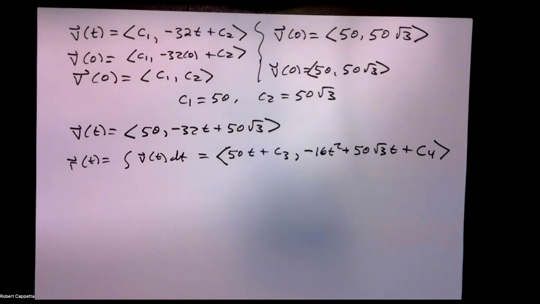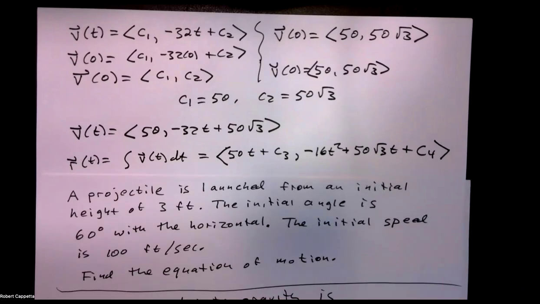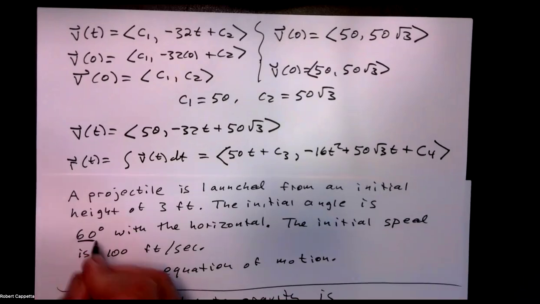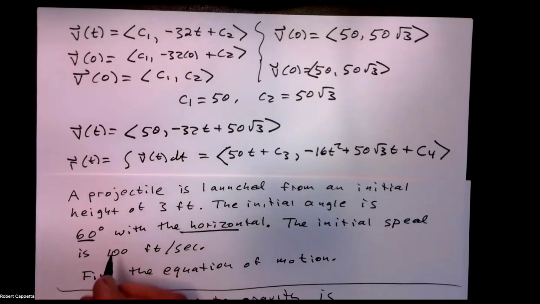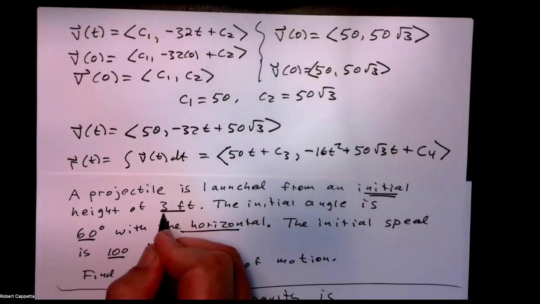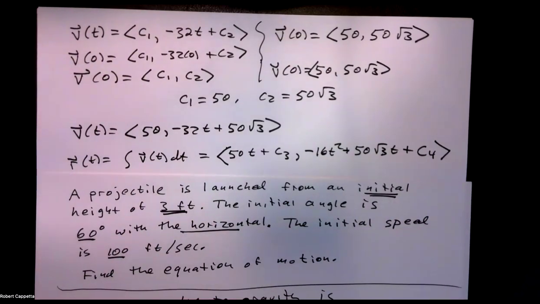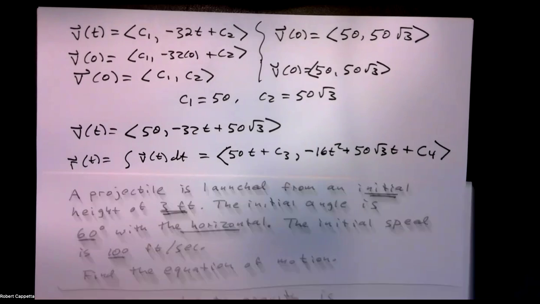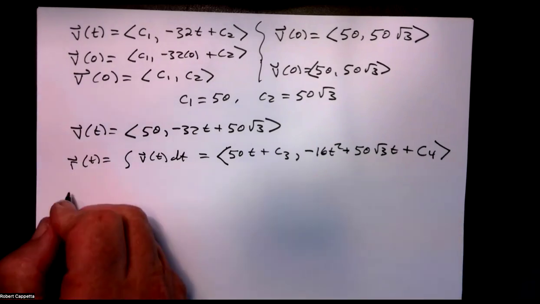Well, if we go back to the original, what did it say? It said the initial angle was 60 degrees with the horizontal. We use that. It said the initial speed was 100 feet per second. We use that. But it also said the initial height was 3 feet. So my initial height is 3 feet. So what is my R of 0 going to be?